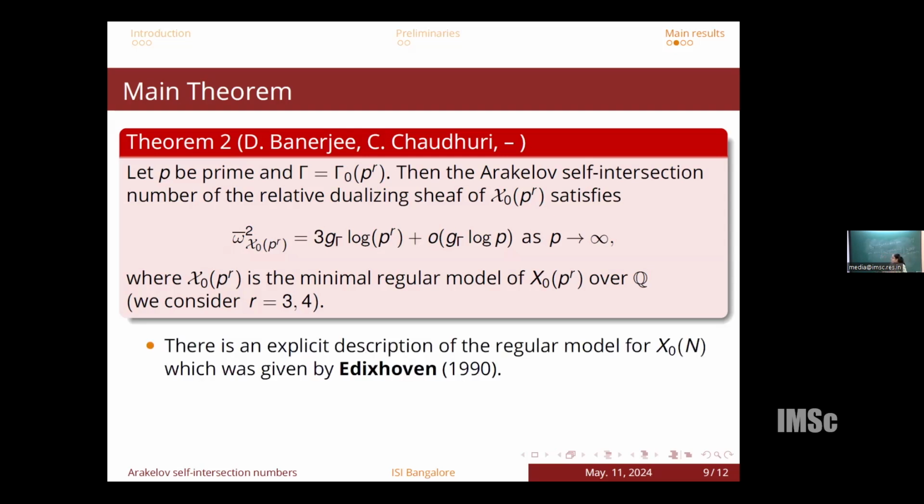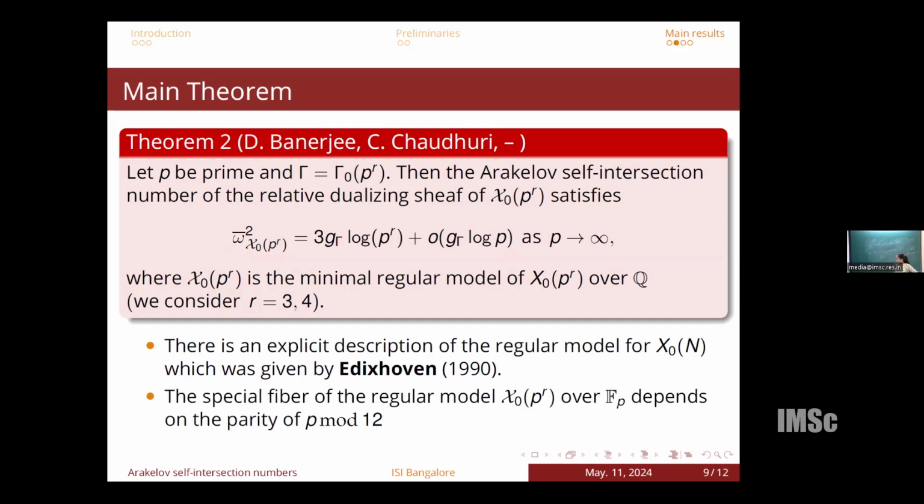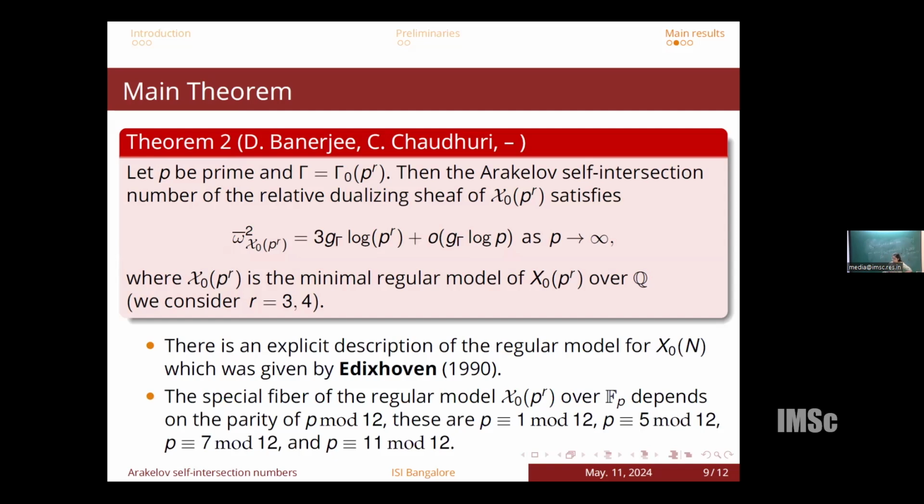So this main idea comes from the paper of Edixhoven in 1990. So in this paper, he has given the explicit description of the regular model for modular curve X naught of n. So the special fiber of the regular model for X naught p power r over F_p depends on the residue of p mod 12. These cases are p congruent to 1 mod 12, p congruent to 5 mod 12, 7 mod 12, and 11 mod 12.